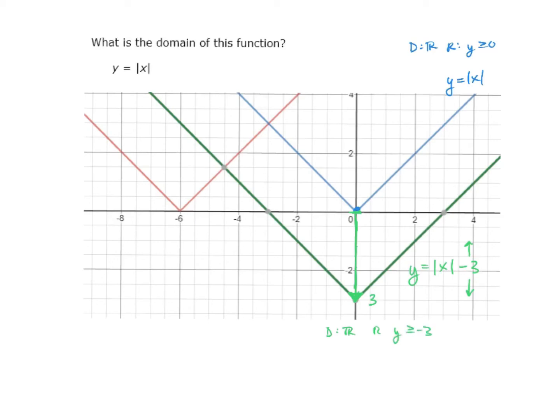And then a little review on the red here. You could write it as y equals |x minus h| plus k. That's your transformation, or translation, equation. So if I'm going left 6, I'm actually going minus a minus 6. So I would rewrite this as x plus 6. And then domain the same, all real, range again going back to greater than or equal to 0.